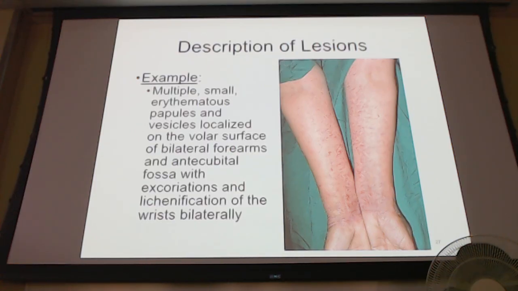So, multiple small erythematous papules and vesicles located on the volar surface of bilateral forearms and antecubital fossa with excoriations and lichenification of the wrist bilaterally. So that's just breaking it down. That's you writing it as a dermatologist to describe it, okay? If it were me, I'd say, his forearms are messed up. Okay? We're going to treat it that way. But that's the right way to say it.